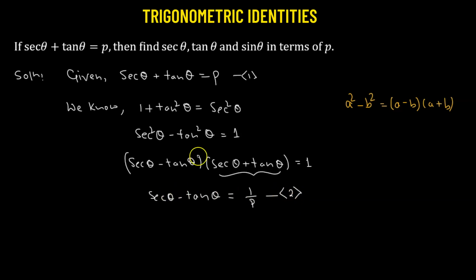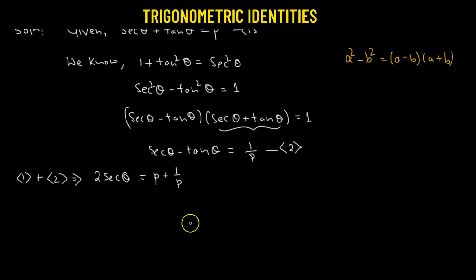Now we can use equations 1 and 2 to obtain the values of secant theta and tangent theta. First, we are going to add equation number 1 with equation number 2. This gives us 2 times secant theta on the left hand side, and this will equal p plus 1 over p on the right hand side. So secant theta equals p squared plus 1 divided by 2p. This is the value of secant theta. Let's label this as number 3.